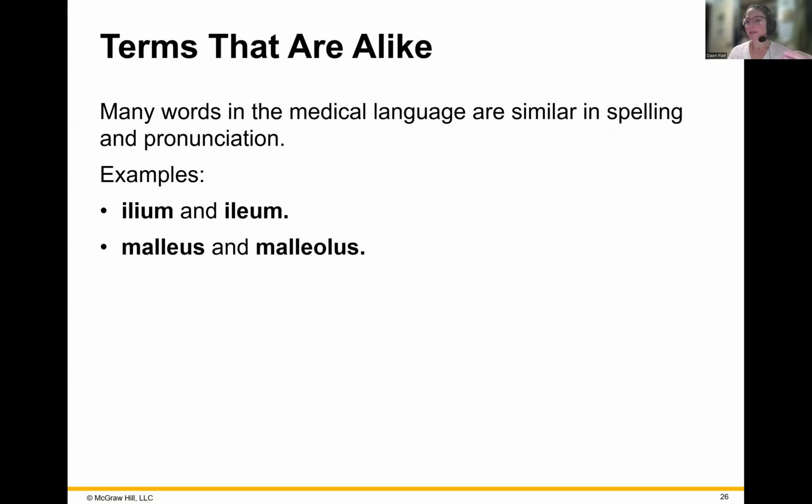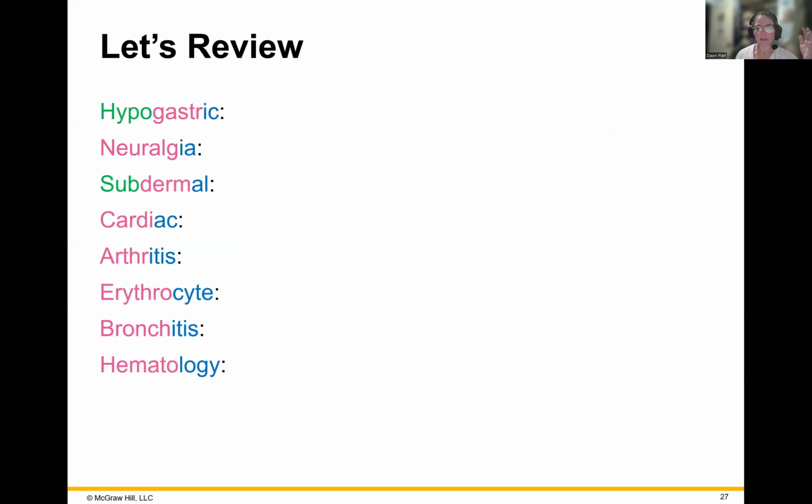Malleus and malleolus, real similar. They're pronounced a little bit differently, but really similar. If you look at malleus, that's a small bone in the middle ear, but malleolus is actually the protuberance of your ankle. So now we're talking about opposite sides of the body. So again, sometimes you just have to know what it is, know what it means, and memorize it.